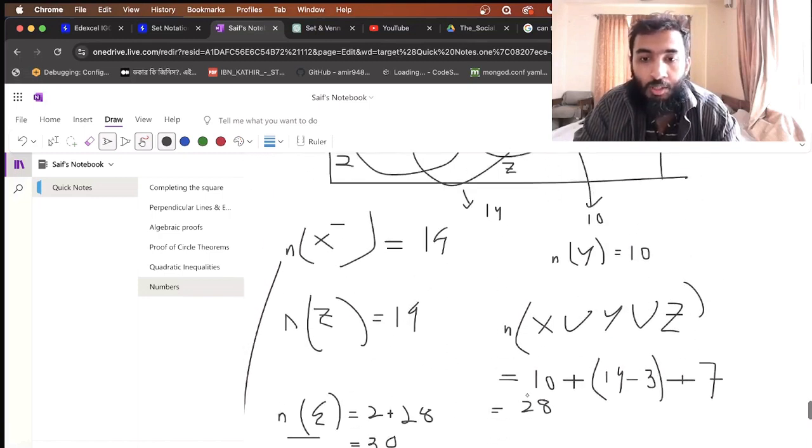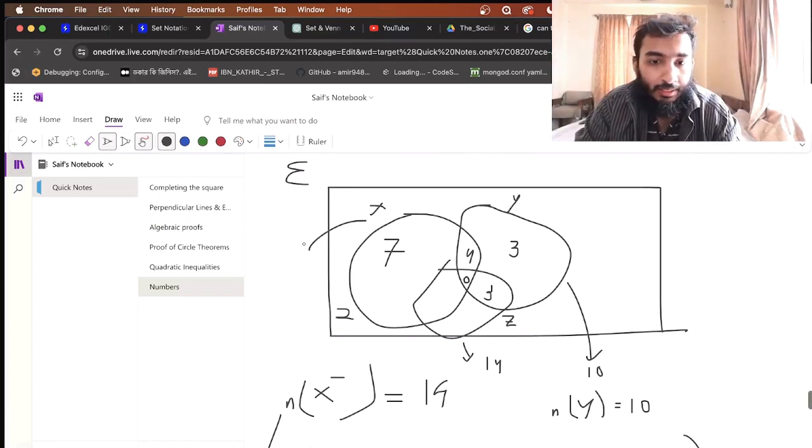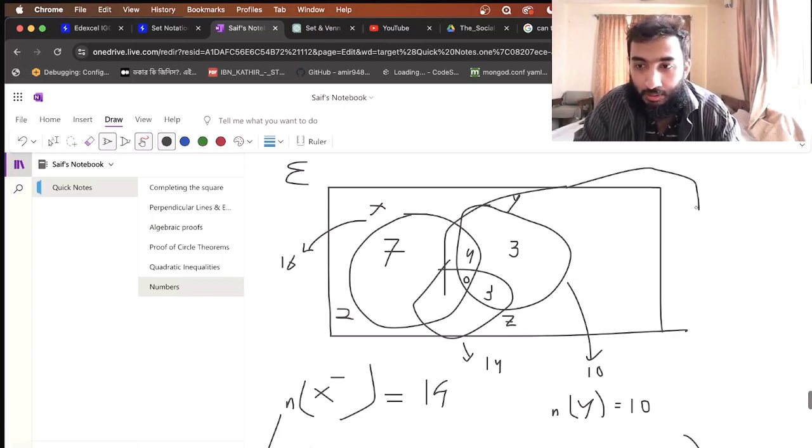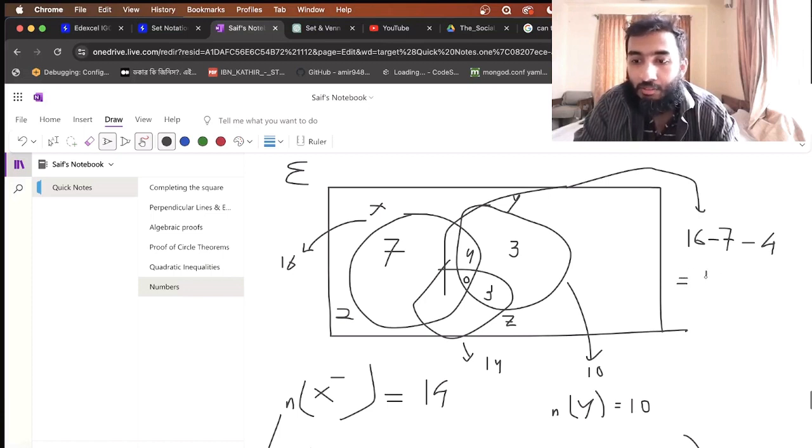So now we know that the number of elements in x is 16. And this portion is 7. This portion is 4 and 0. So what is this portion? This portion would be 16 minus 7 minus 4, and 0 is 4. So which is 5. So this portion is 5.